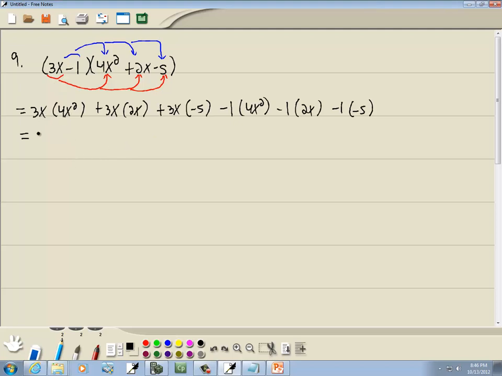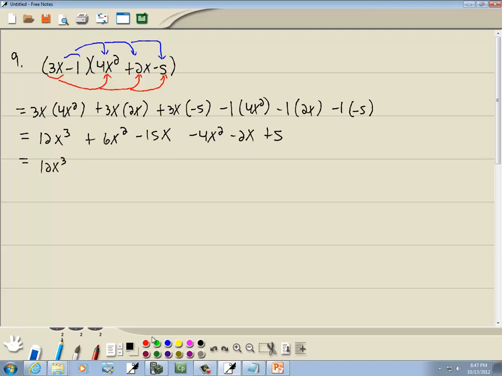Now 3 times 4 is 12. And x times x squared, you add the exponents, this is like first power, so 1 plus 2 gives us 3. 3 times 2 gives us 6x squared. 3 times negative 5 is negative 15x. Negative 1 times 4x squared gives us negative 4x squared. Negative 1 times 2x gives us negative 2x. And negative 1 times a negative 5 gives us a positive 5.